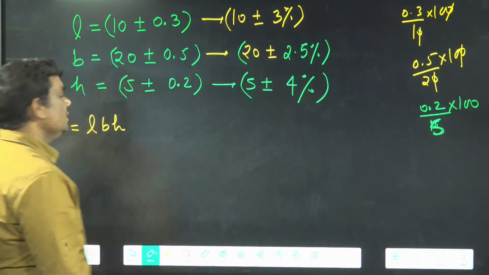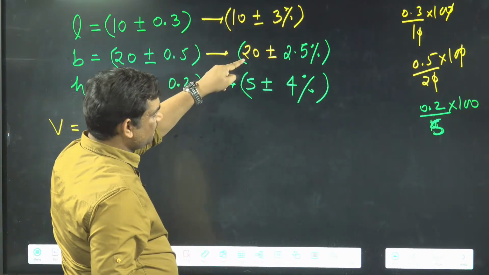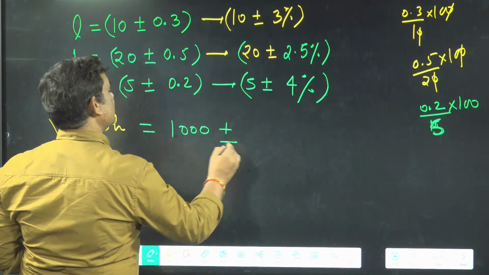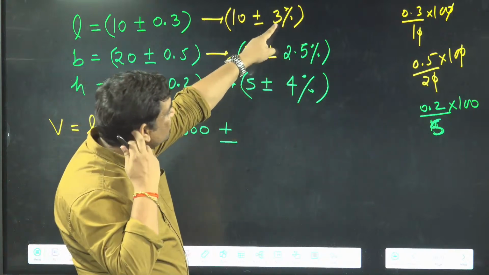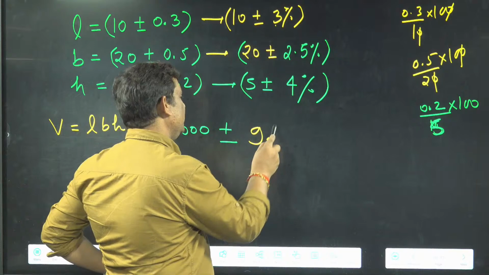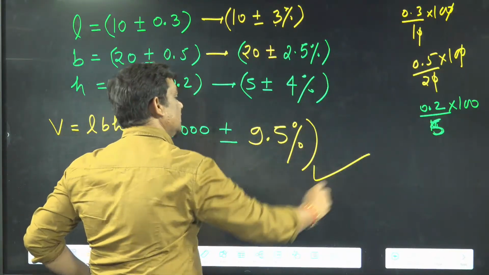Now we have to just multiply. So 10 into 20, 200 into 5, that will be 1000 plus minus percentage error. We add directly, and when you add 3, 2.5 and 4, how much will the answer be? 9.5%. This is the answer.